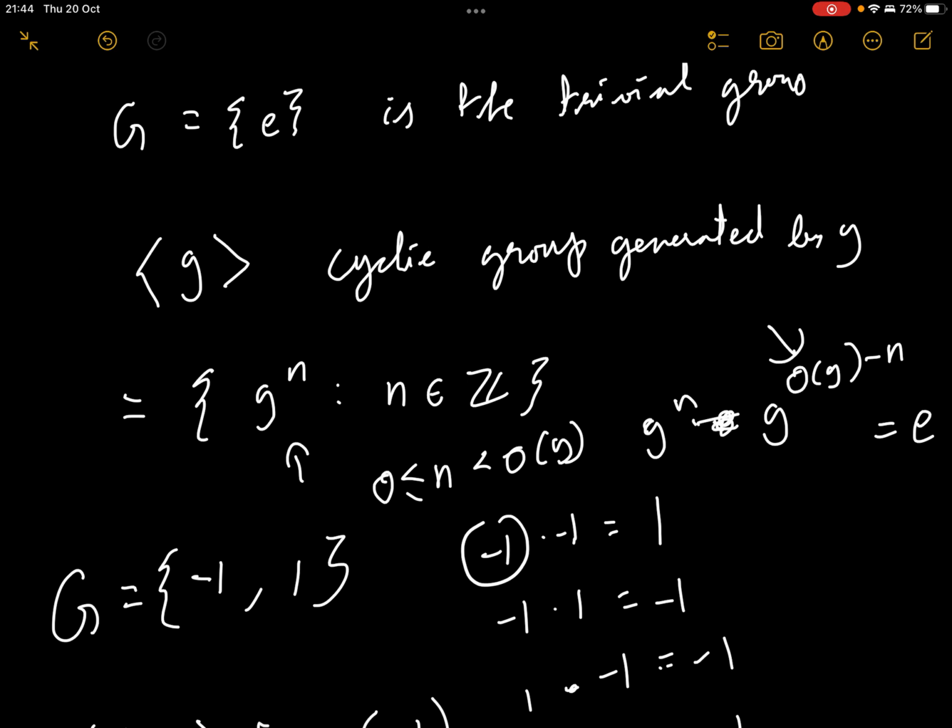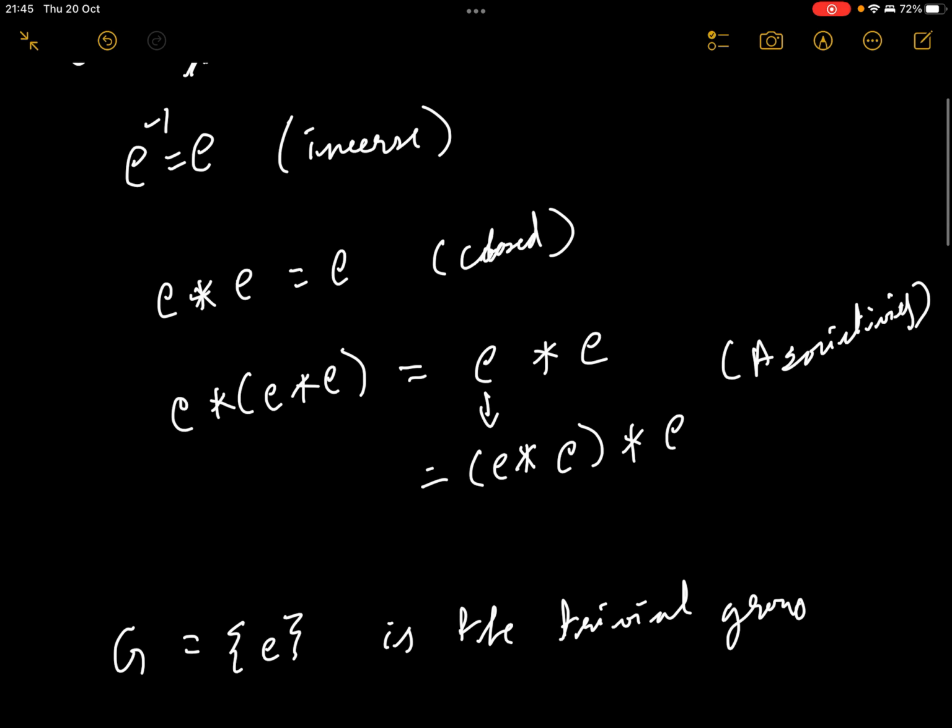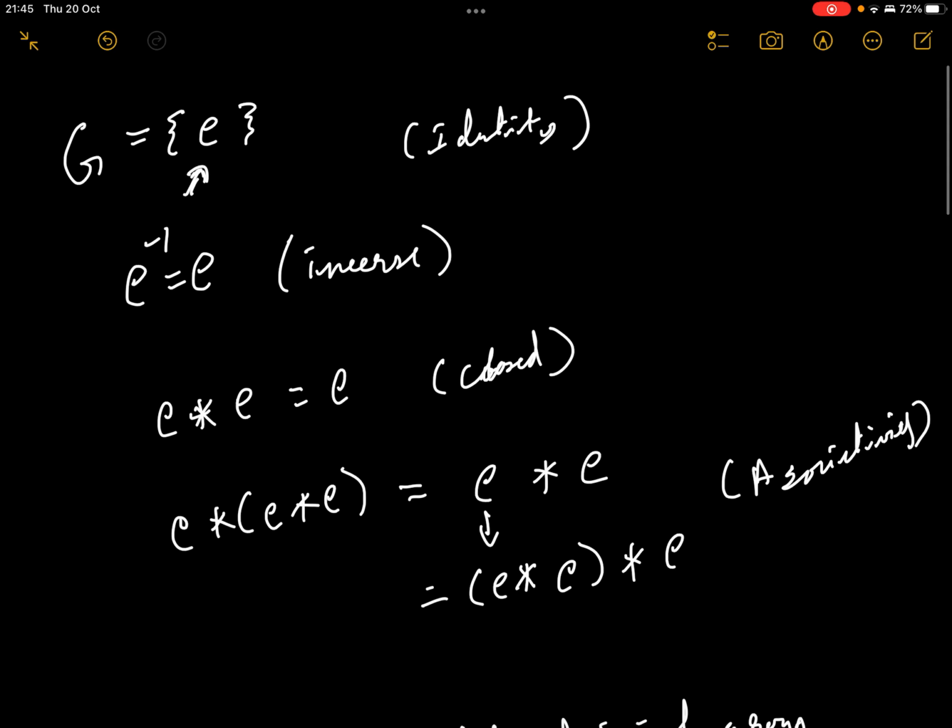And what else? Associativity comes from the associativity of multiplication. This actually turns out to be a commutative group. It's called an abelian group, because commutative is sometimes hard to say, I guess. I think that's it.